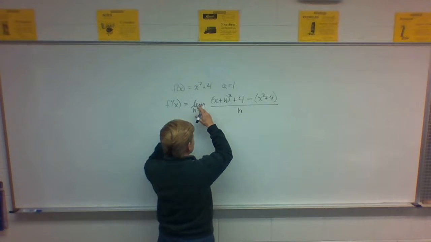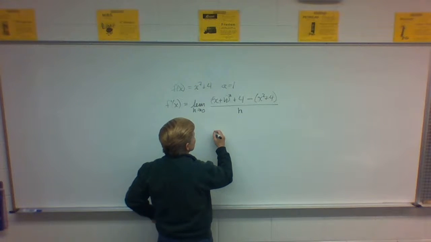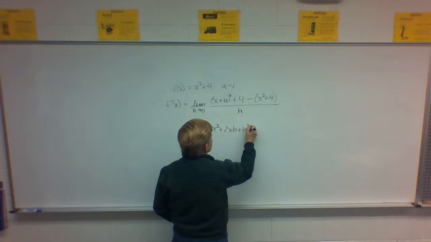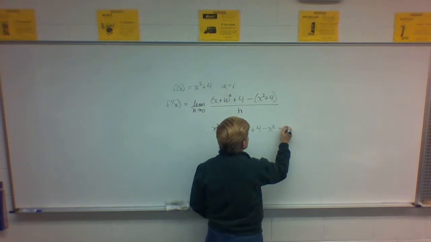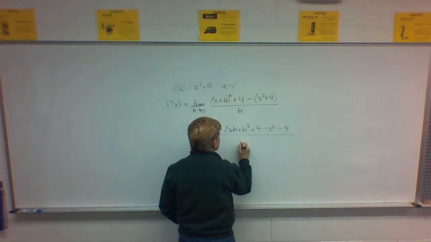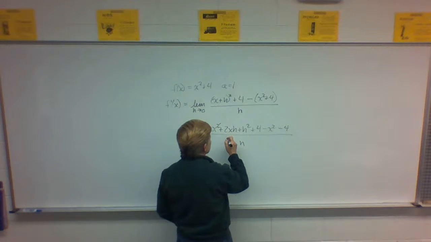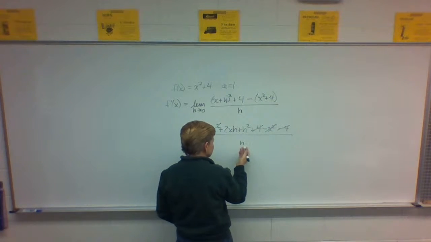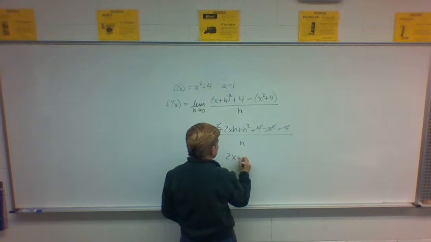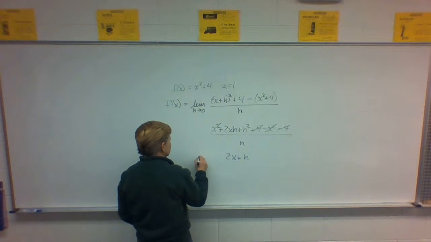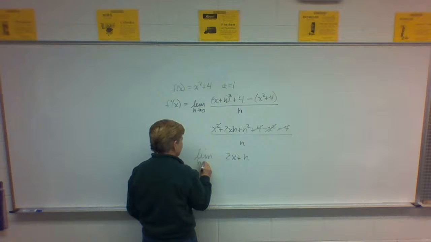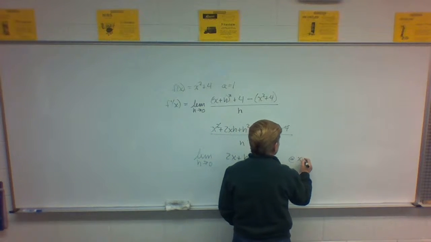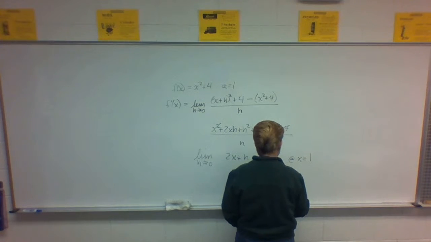Then we do the algebra on this. You can leave the limit out as you're doing this, but make sure you bring it back. It's going to be x squared plus 2xh plus h squared plus 4 minus x squared minus 4 all over h. You can expect these to add out, and then what remains has h's in it. Show me what happens when you divide it out. You get 2x plus h. Then bring the limit back, and that's going to be 2x, at x equals 1 is 2.